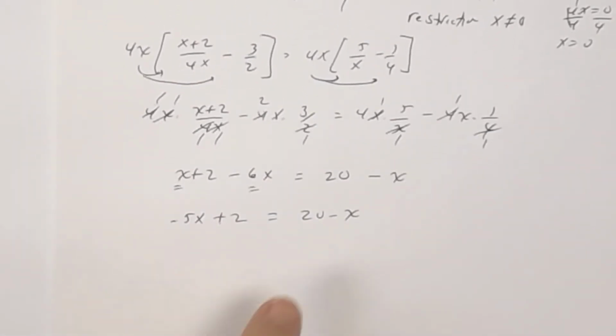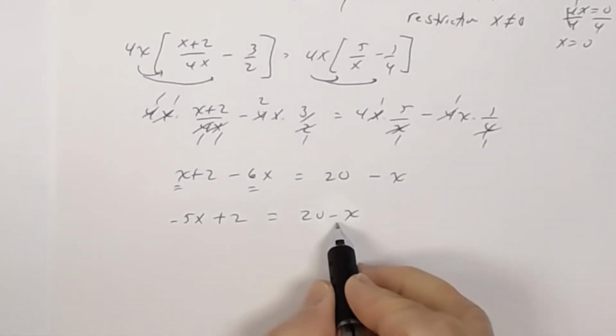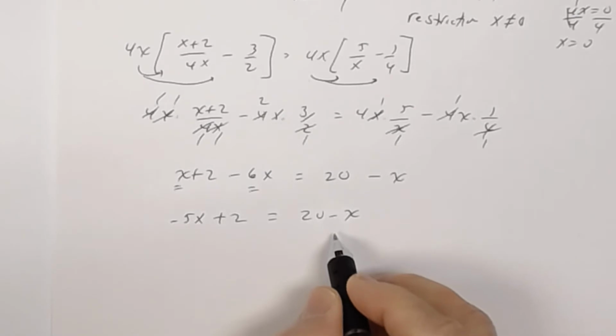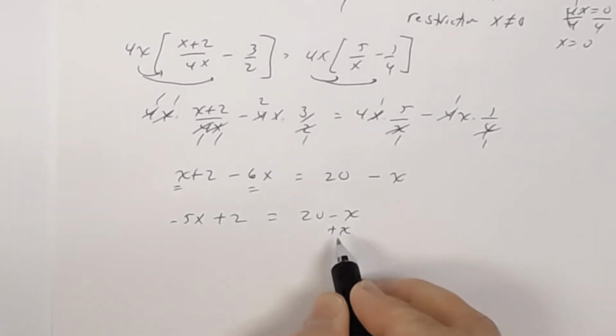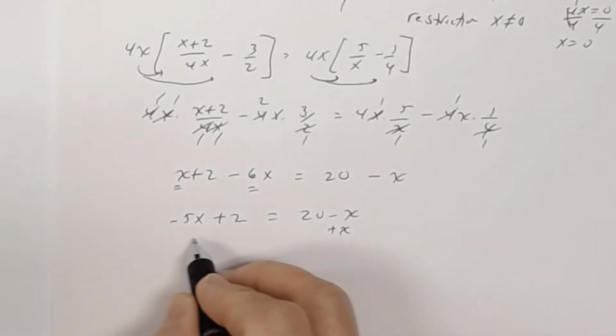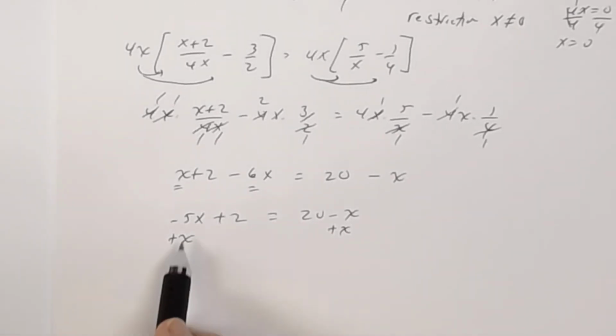And let's just go ahead and bring the variables to the left and the constants to the right. So to bring the variables to the left, the next thing, if you notice I'm subtracting x, the opposite of subtracting x is to add x. So I'm going to go ahead and add x to both sides, and then let's combine like terms.